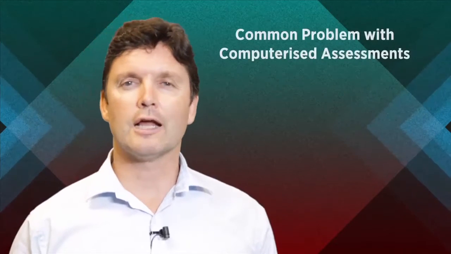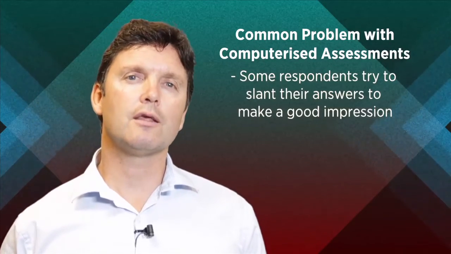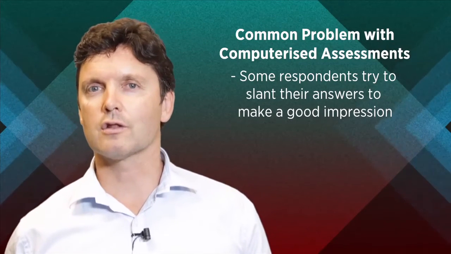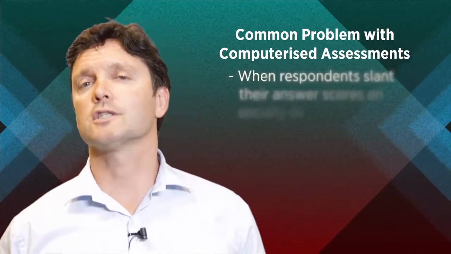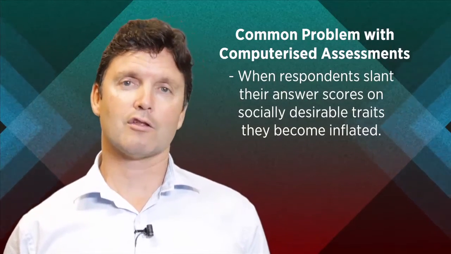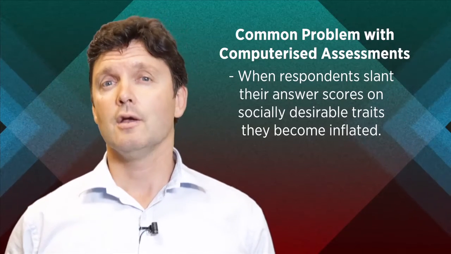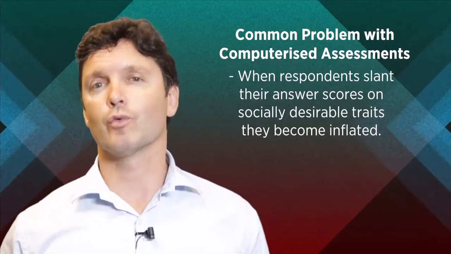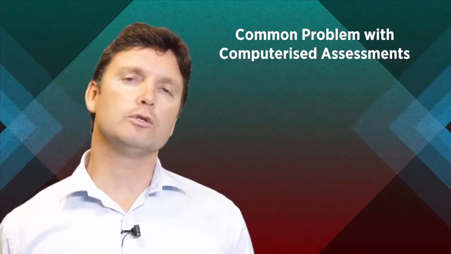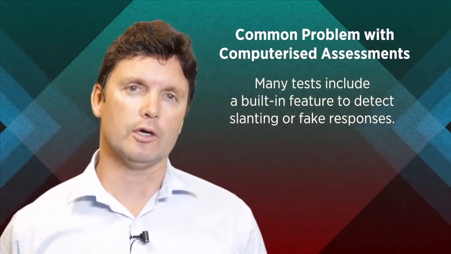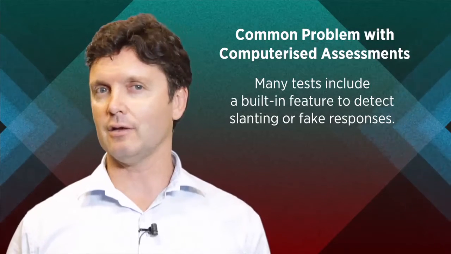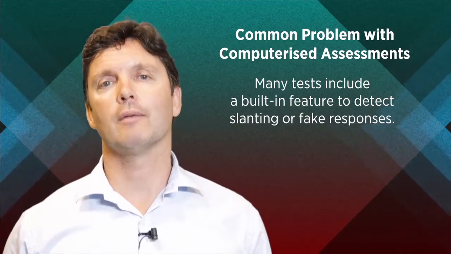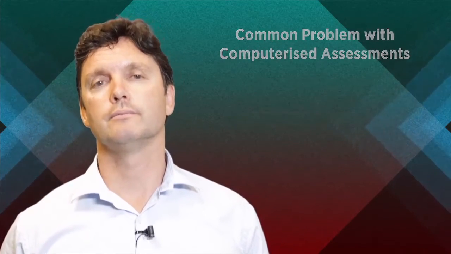The common problem in personality testing is that some respondents attempt to slant their answers to make a good impression, and as a result, test results become misleading. When respondents slant their answer scores on socially desirable traits, they become inflated or greater than they actually would be in the absence of response slanting. So many tests, including computerized tests, include a built-in feature to help detect when such slanting or faking occurs, and warns the tester when the results become unacceptable or unreliable.